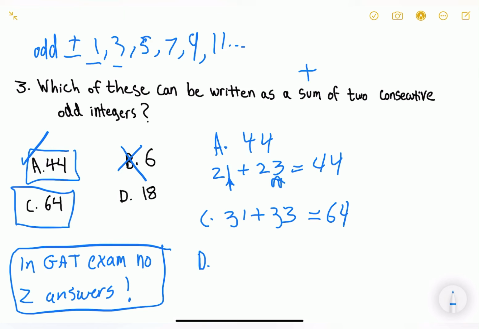So let's attempt D. Let's try 7 plus 9. 7 plus 9 gives us 16, which is not 18. So let's try 9 plus 11. 9 plus 11 is going to give us 20. That means there's nothing in between that's going to give us 18, and we can cancel out D. So our correct answer is 44 and 64.